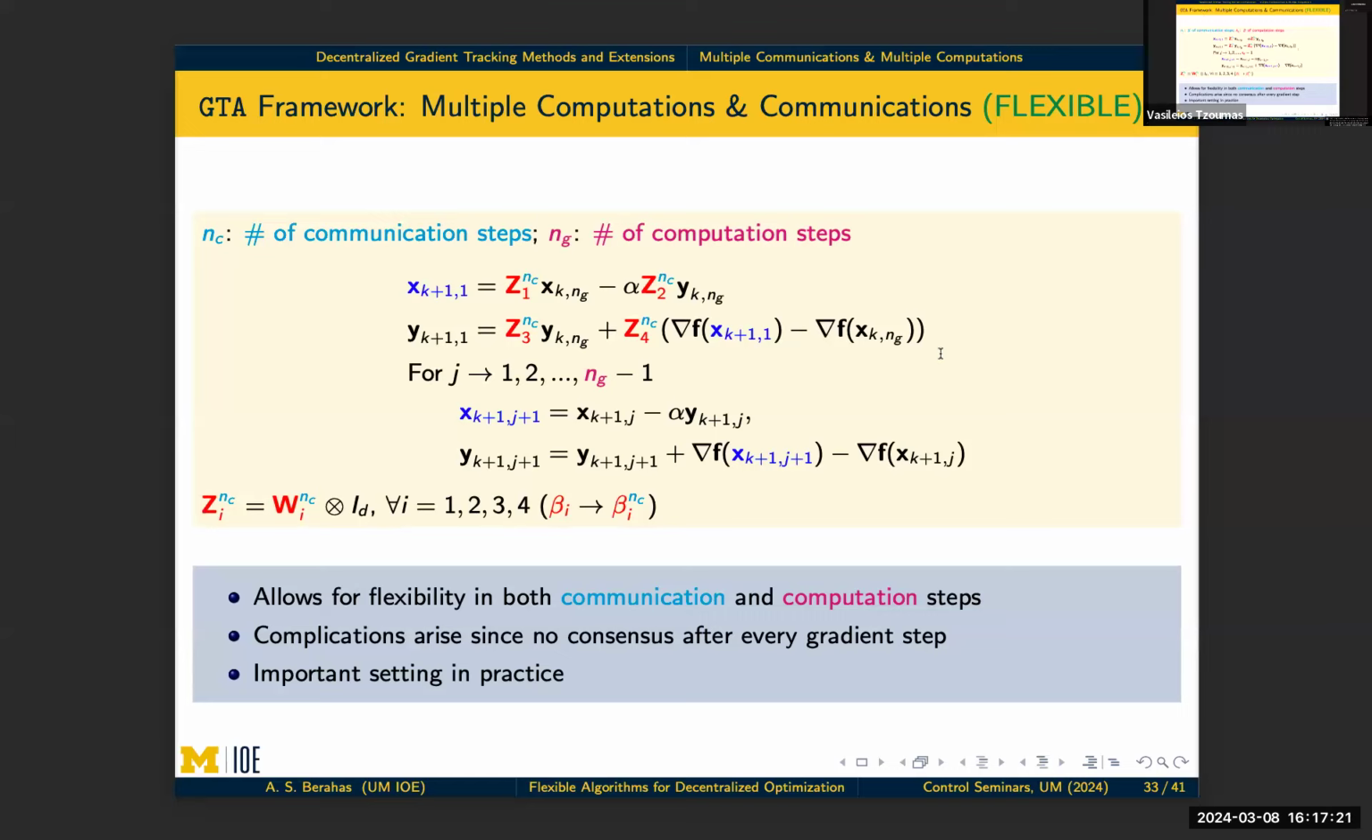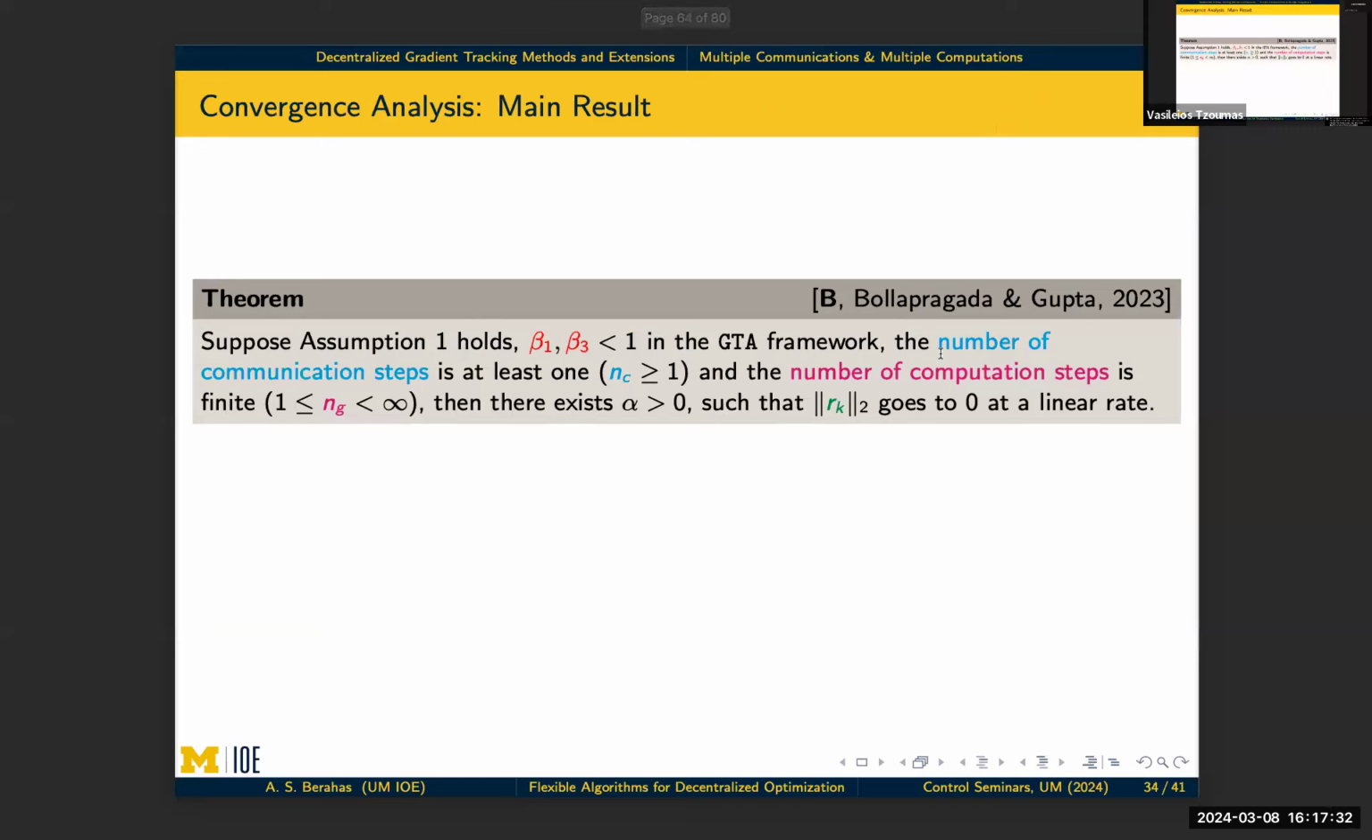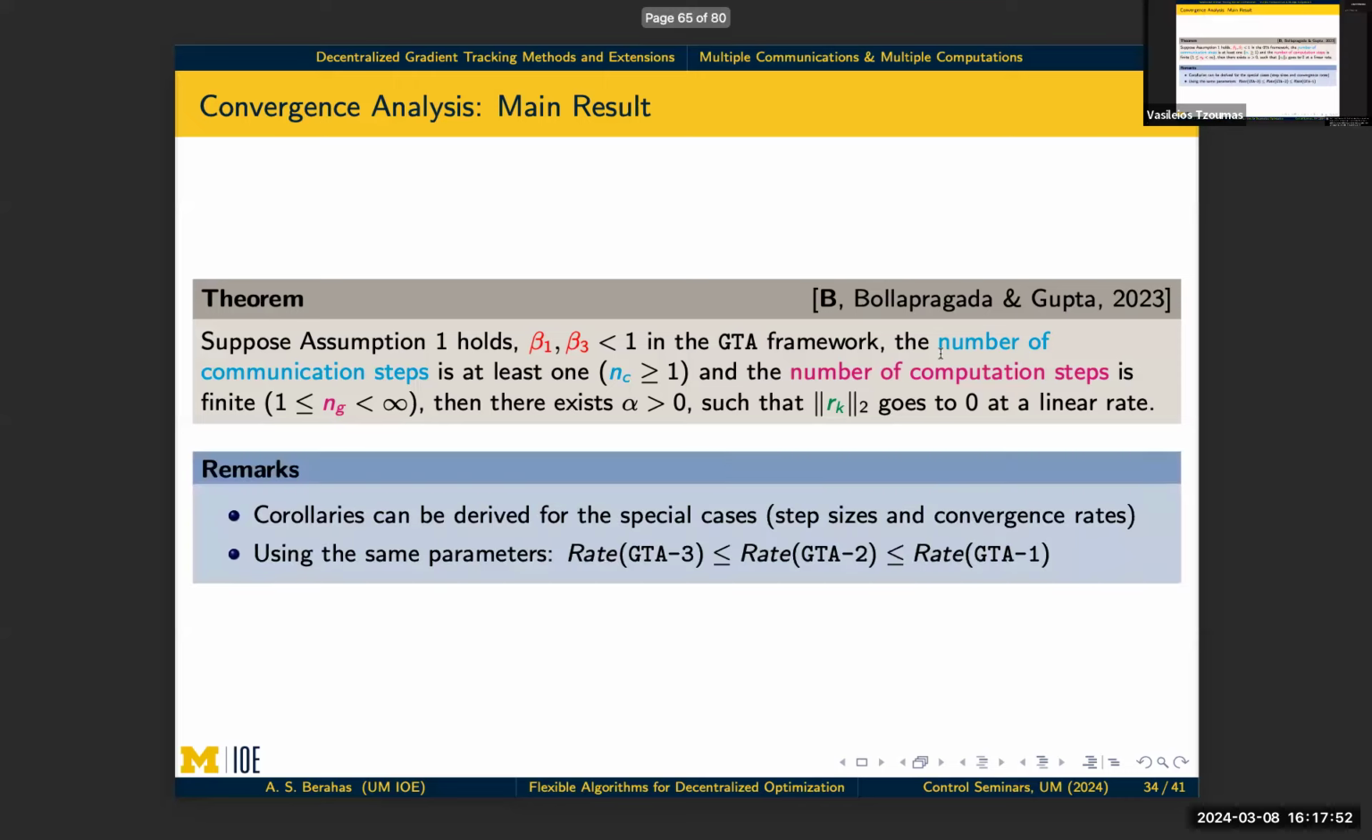So I love this discussion because this is exactly why we got into this field. We wanted to say, okay, let's create algorithms that are as flexible as possible, and then people can customize them to their specific applications. And so what we can show in theory here, and again, don't even try reading what it says there, all it's saying is that if you have an NC that's greater than 1 and an NG that's between 1 and infinity, then there exists an alpha such that you get linear convergence. Basically, it's a generalization of the result that we had before. And again, you can derive corollaries about step sizes and convergence rates. Everyone would have hated me if I put the full results here because they're super complicated.